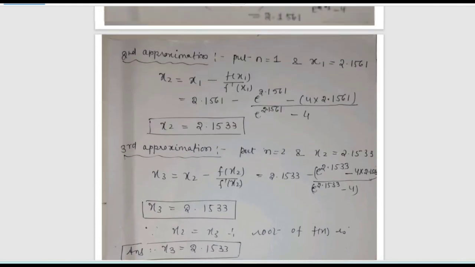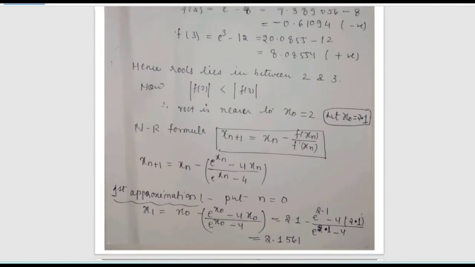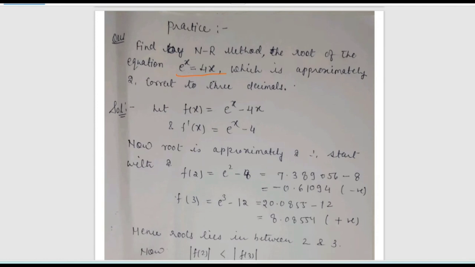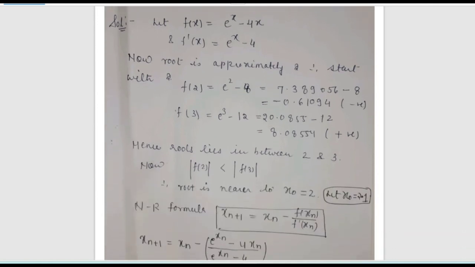So there are many questions. I am again showing the answer of it. We can see the answer of this problem. This is e to the power x equals 4x. The function will be e to the power x minus 4x, and you can write the differentiation. After writing this, just select the point at which the root is lying.